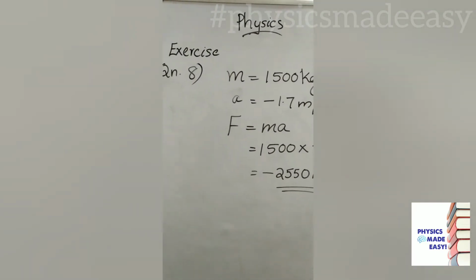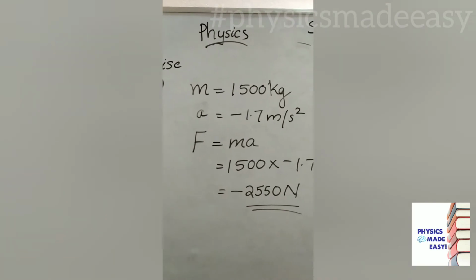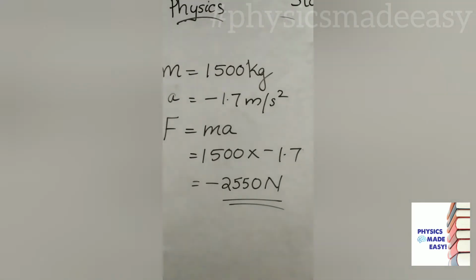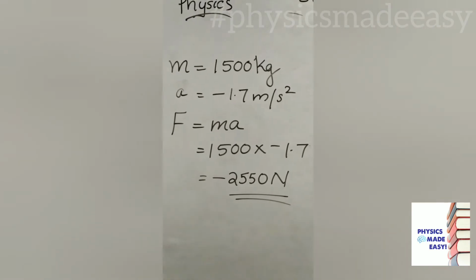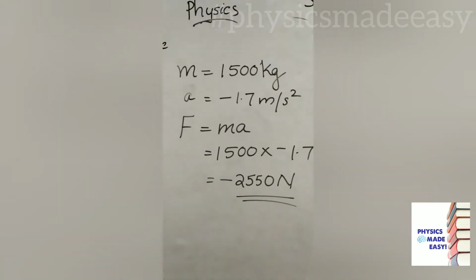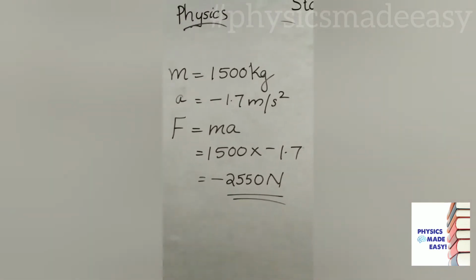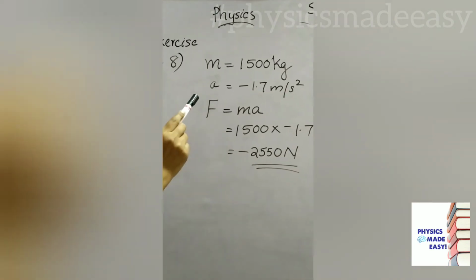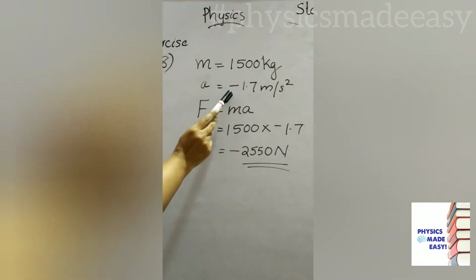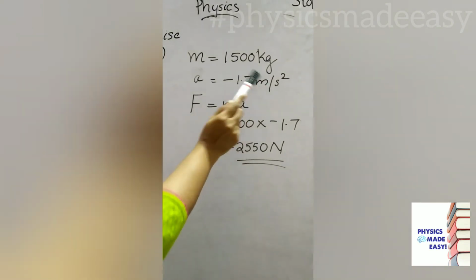Next question, question number 8. An automobile vehicle has a mass of 1500 kg. What must be the force between the vehicle and the road if the vehicle is to be stopped with a negative acceleration of 1.7 meter per second square? Here mass is given as 1500 kg. Acceleration, it is specified here negative acceleration. So we have to put this negative sign there. Negative 1.7 meter per second square.